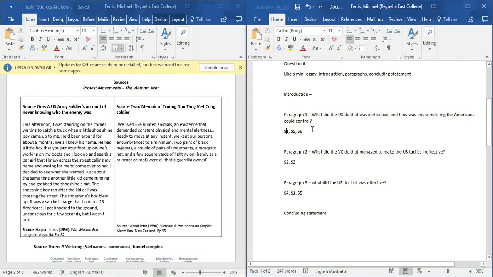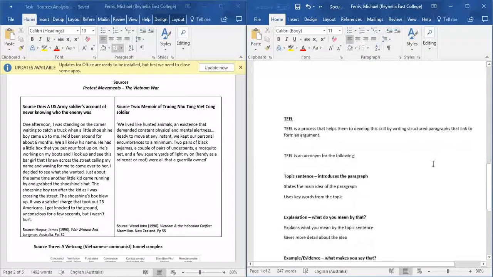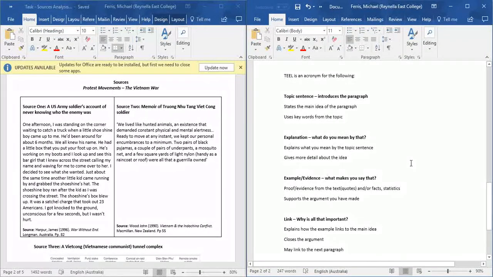If I was marking a piece of work that had all of those 6 sources talked about through the 3 paragraphs, I would be pretty happy, and I would be more likely to give a decent mark for that question. But you want to make sure that the evidence supports the argument that you're making in that paragraph. Don't throw in evidence that makes absolutely no sense at all.